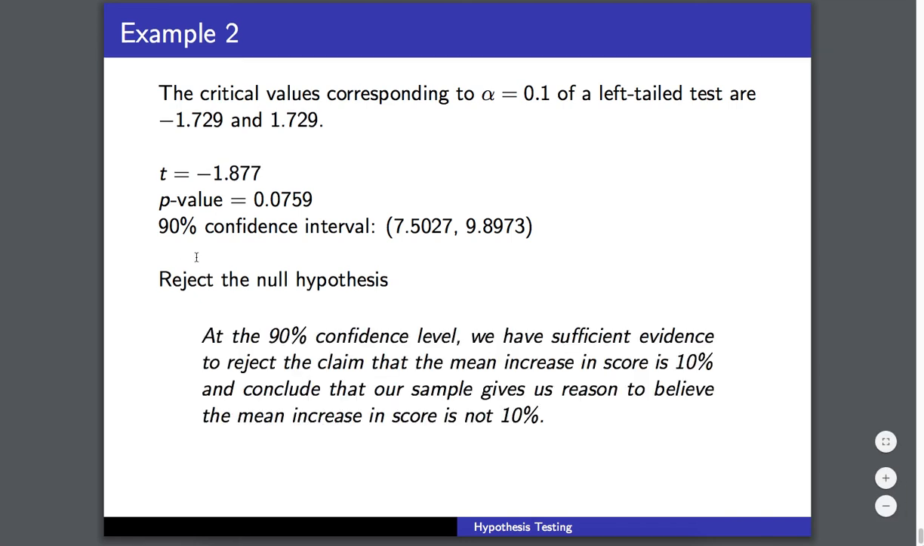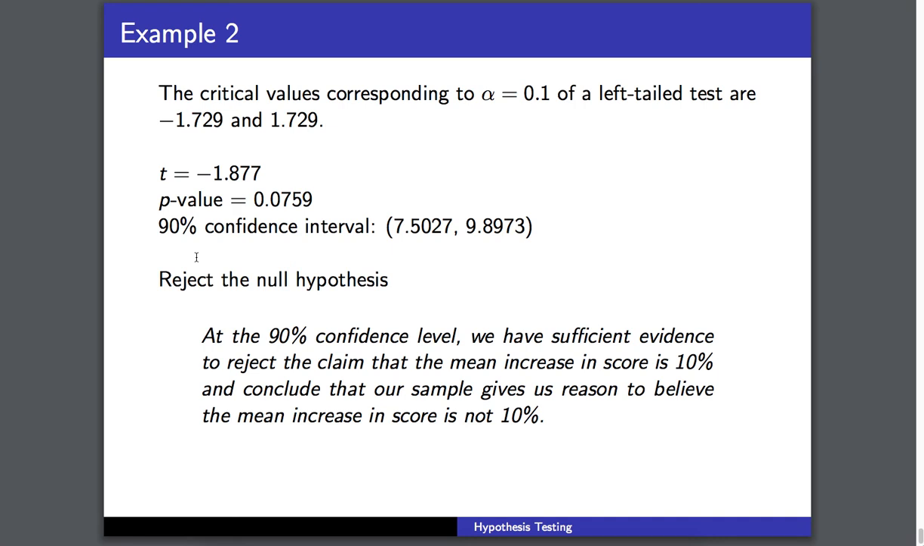We're going to reject the null hypothesis, so at the 90% confidence level, we have sufficient evidence to reject the claim that the mean increase in score is 10%, and conclude that our sample gives us reason to believe that the mean is not 10%. Now, again, we're not saying if it's less than 10% or if it's greater than 10%. We're just saying that our evidence shows us that we can't support the claim that it is 10%.